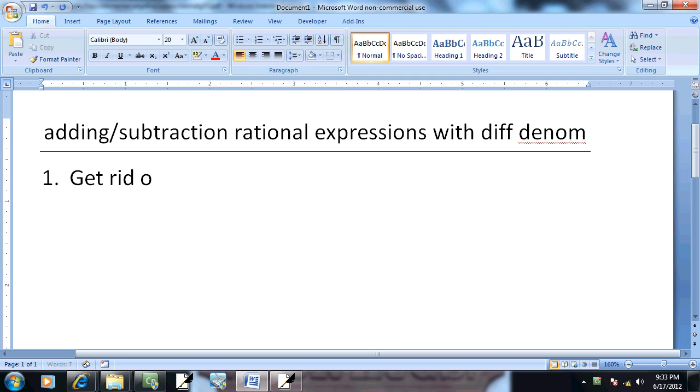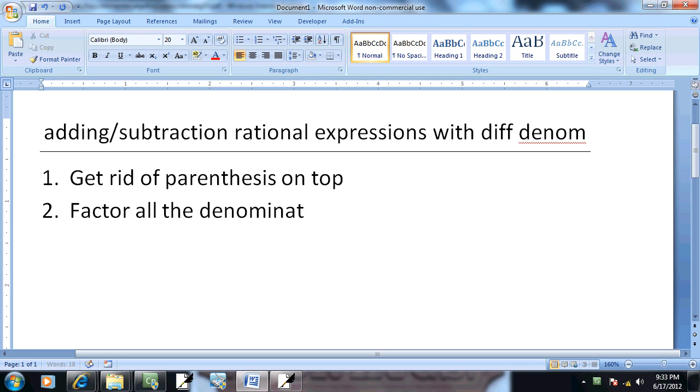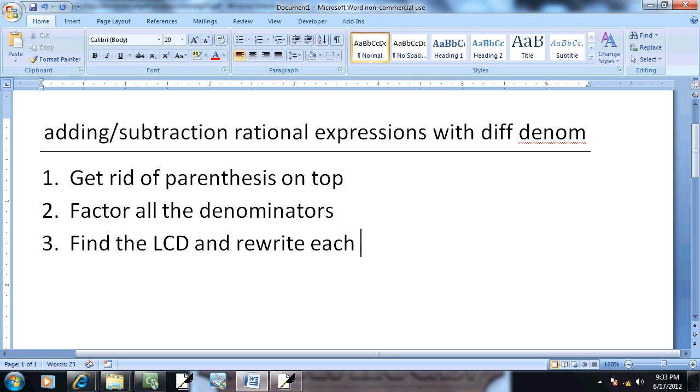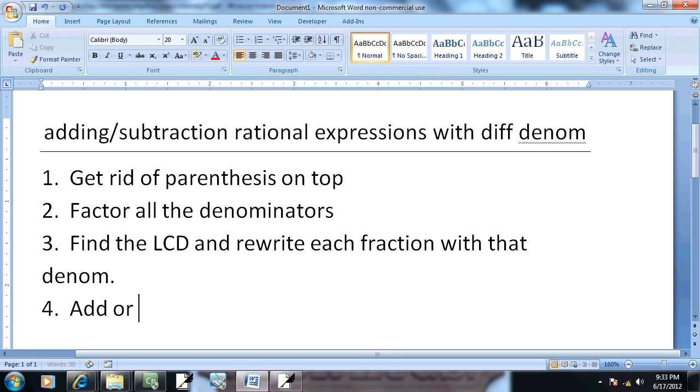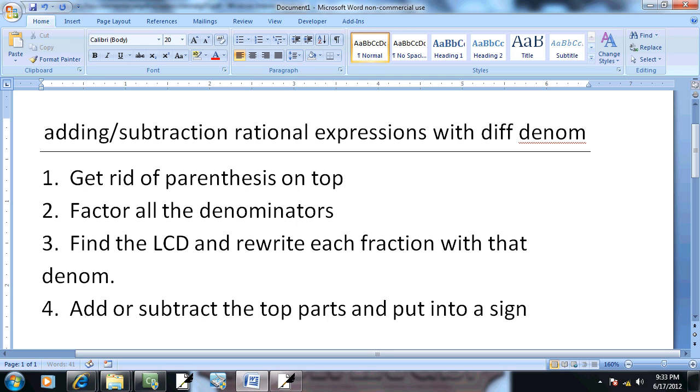Our first step, get rid of parentheses on top, the numerator. Step 2, factor all the denominators, the bottoms. Step 3, find the LCD, least common denominator, and rewrite each fraction with that denominator. Step 4, add or subtract the top parts and put into a single fraction.